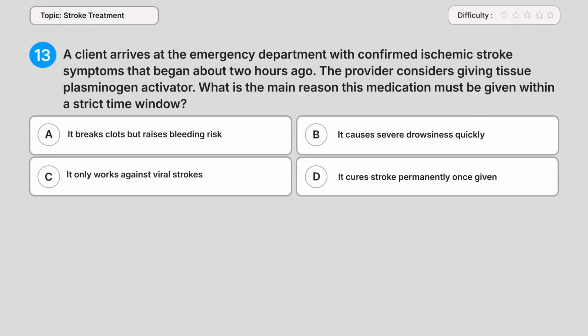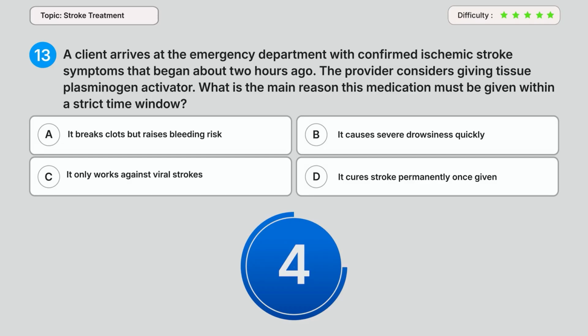13. A client arrives at the emergency department with confirmed ischemic stroke symptoms that began about 2 hours ago. The provider considers giving tissue plasminogen activator. What is the main reason this medication must be given within a strict time window? A. It breaks clots but raises bleeding risk. B. It causes severe drowsiness quickly. C. It only works against viral strokes. D. It cures stroke permanently once given. Do you know the answer?